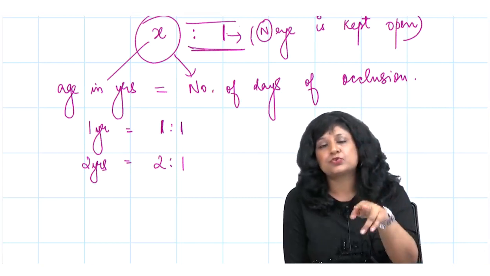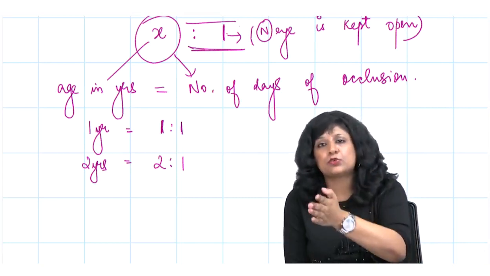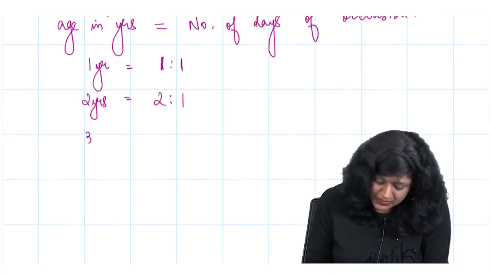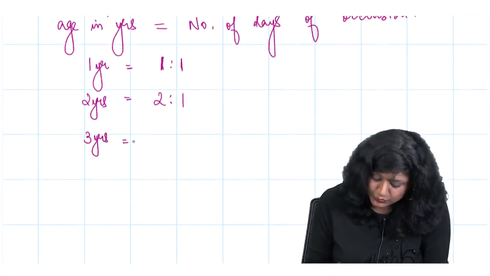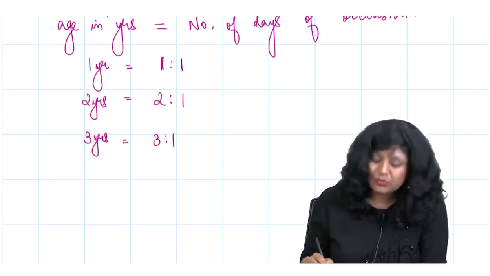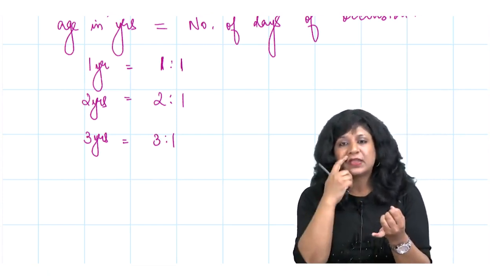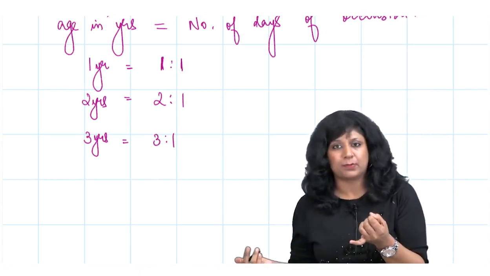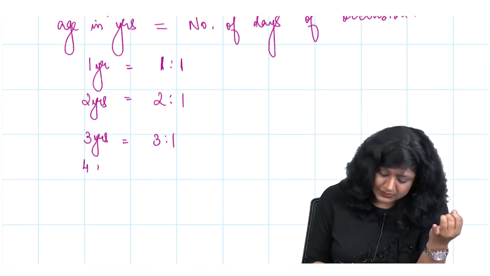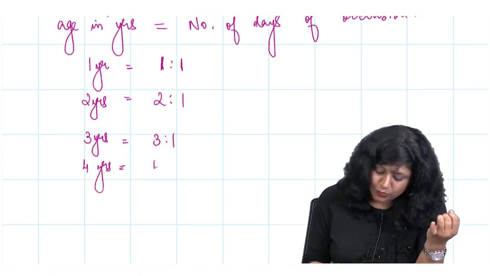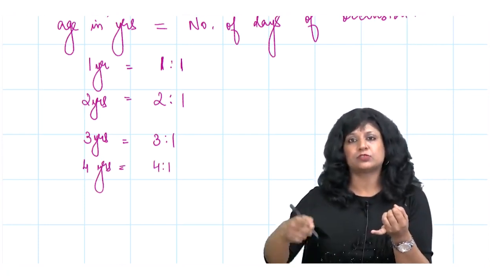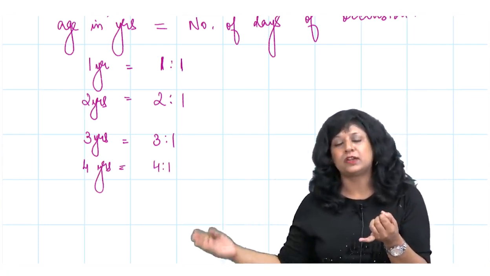So 2 day occlusion, then 1 day open, 2 day occlusion, 1 day open, like this. Similarly, at 3 years you have to do 3 is to 1. Now 3 day occlusion, 1 day open, 3 day occlusion, 1 day open, 3 day occlusion, 1 day open. Then at 4 years, go with the 4 is to 1. 4 days occlusion, 1 day open, 4 days occlusion, 1 day open, 4 days occlusion, 1 day open.